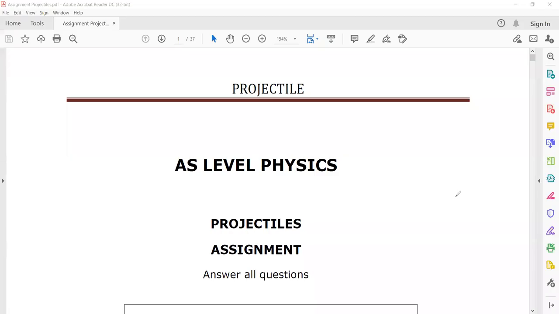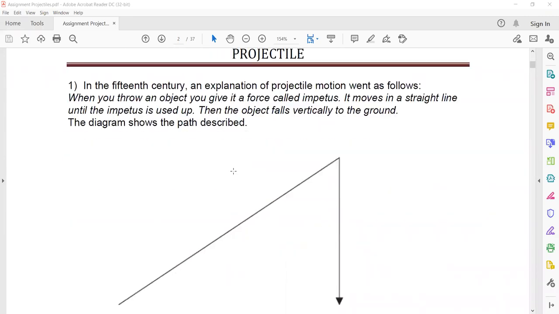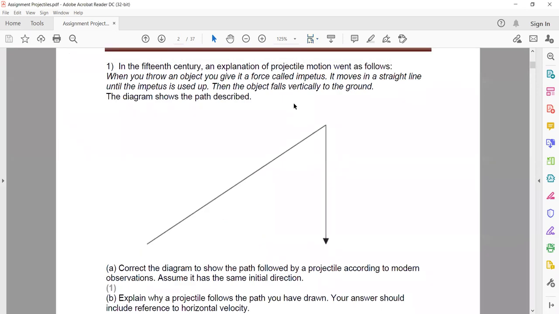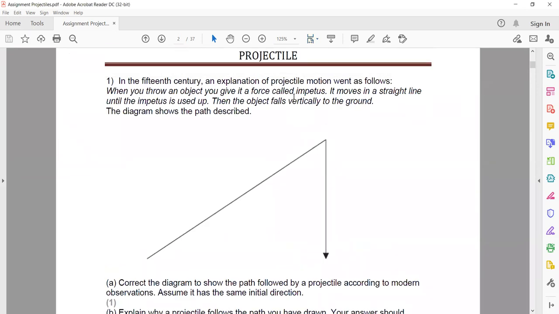So in this session, we will discuss questions related to projectile. In the first question, in the 15th century, an explanation of a projectile motion went as follows.